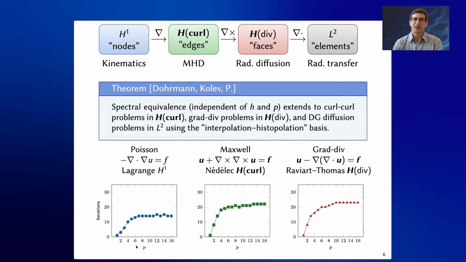These are just simple 2D model problems, but they show the kind of convergence you can expect, with iterations on the y-axis and polynomial degree on the x-axis. At p equals 1, it's always going to be one iteration. You'll get some pre-asymptotic increase, but then it's going to level out and give p-independent convergence. This is for Poisson, this is for Maxwell, and this is for grad-div with Nédélec and Raviart-Thomas elements.